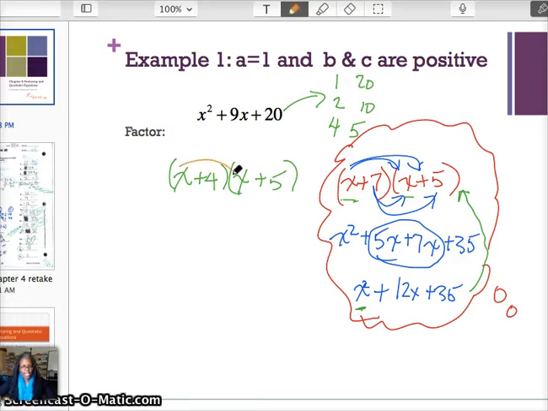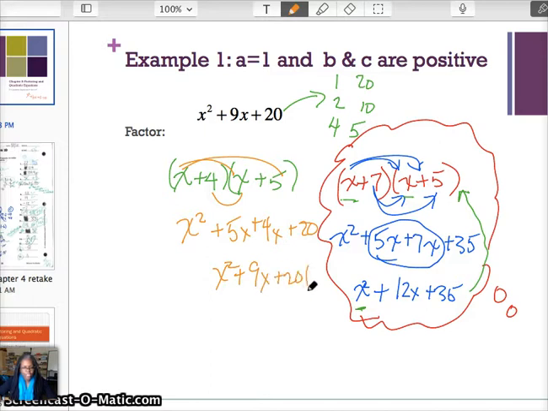I'm going to check it. X times x gives me x squared. X times 5 gives me a plus 5x. 4 times x gives me a plus 4x. And then 4 times 5 gives me a 20. And I see that all is well in my factoring kingdom.